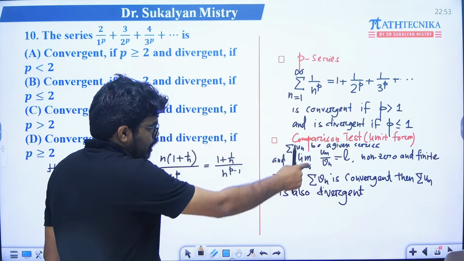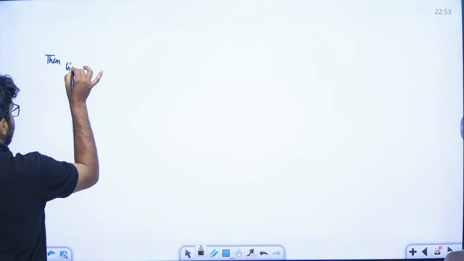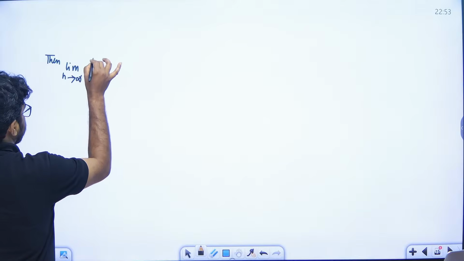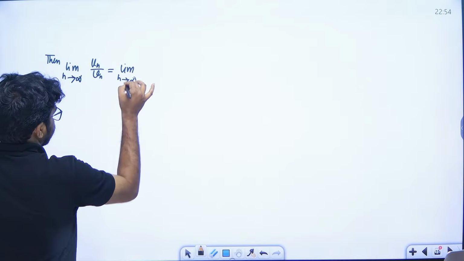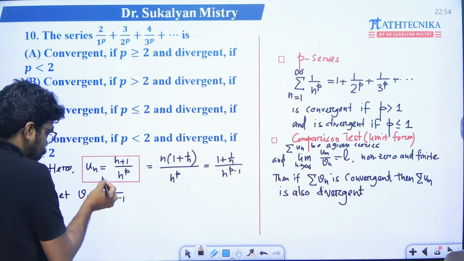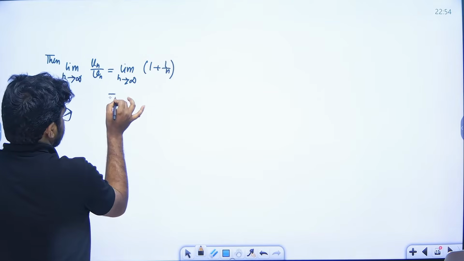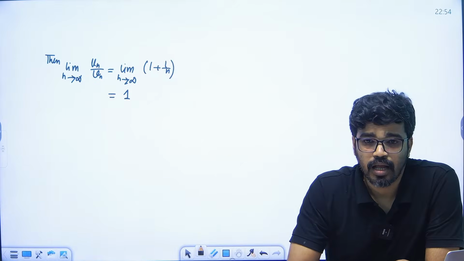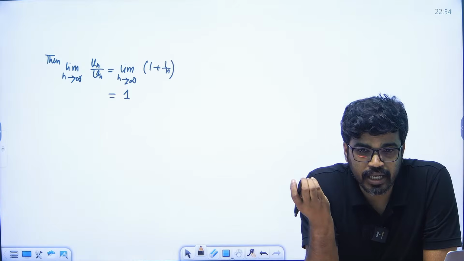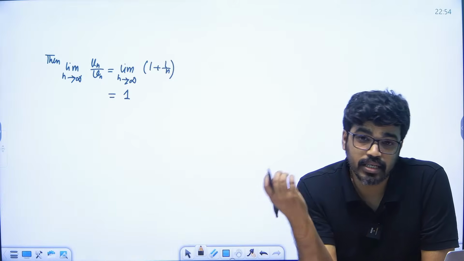ঠিক আছে, এবার কি ক্যালকুলেট করতে বলেছি? un by vn, right? So limit n tending to infinity un by vn. un is this, vn is this. So un by vn যখন ক্যালকুলেট করবে, n to the power p minus 1 cancel. So this is 1 plus 1 by n, that is ultimately 1, which is a non-zero finite number, right? Now, if summation vn is convergent, then summation un is convergent. If summation vn is divergent, then summation un is divergent.